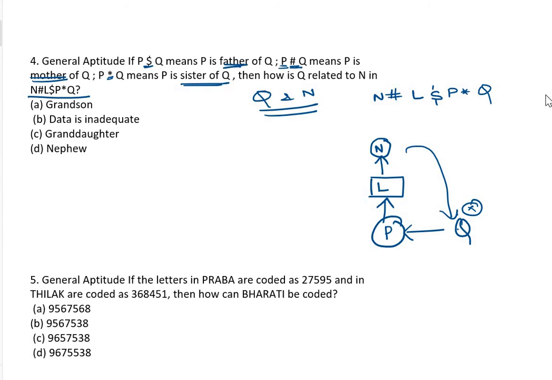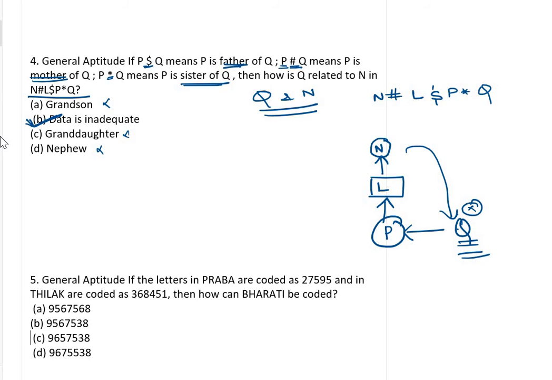So the answer is data is inadequate. Gender is not given here, so we can't say grandson, not possible, granddaughter, not possible, nephew or niece, we don't know. Therefore, Q's gender is not mentioned, therefore data is insufficient.